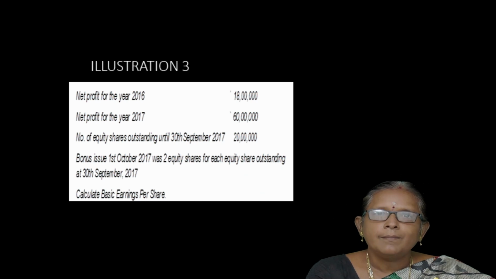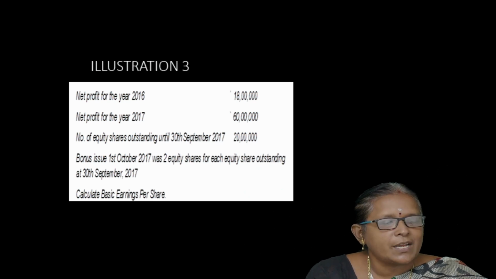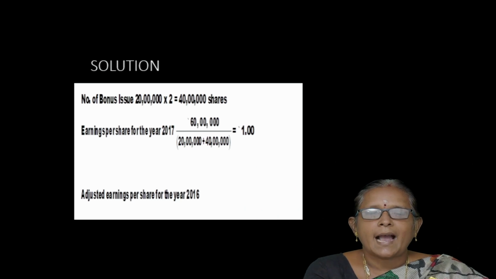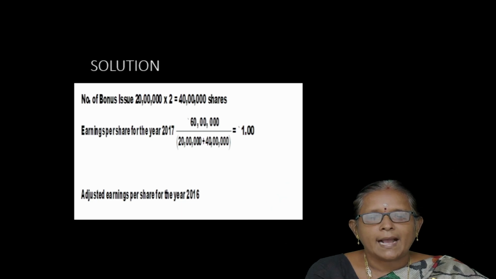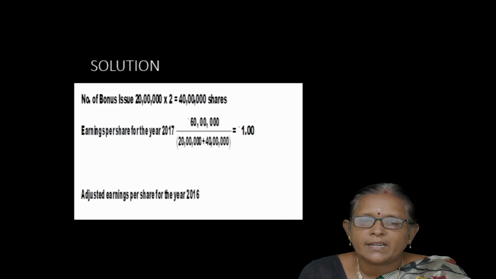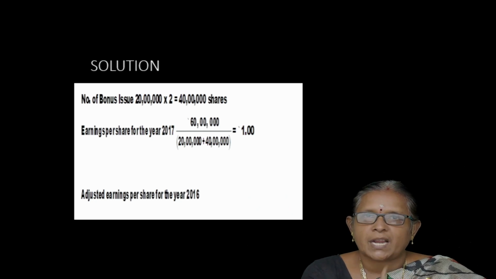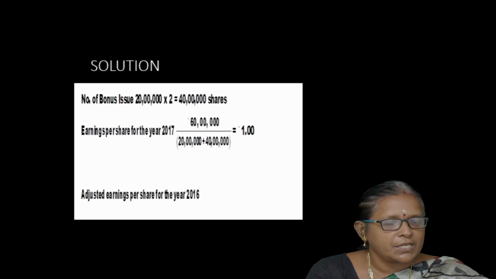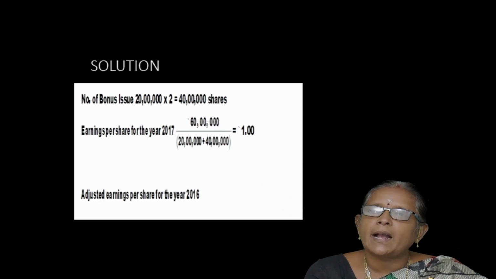So, already we have 20 lakhs shares. Now, we have issued 40 lakhs shares. So, total 60 lakhs shares. See, 20 lakhs into 2, 40 lakhs shares and already we have 20 lakhs. So, in denominator 20 lakhs plus 40 lakhs, 60 lakhs shares. Earnings per share, net profit for the year 2017, 60 lakhs. So 60 lakhs divided by 60 lakhs, rupee 1 per share. This is the answer, rupee 1 per share. Okay. So this is the way we have to find out basic earnings per share.